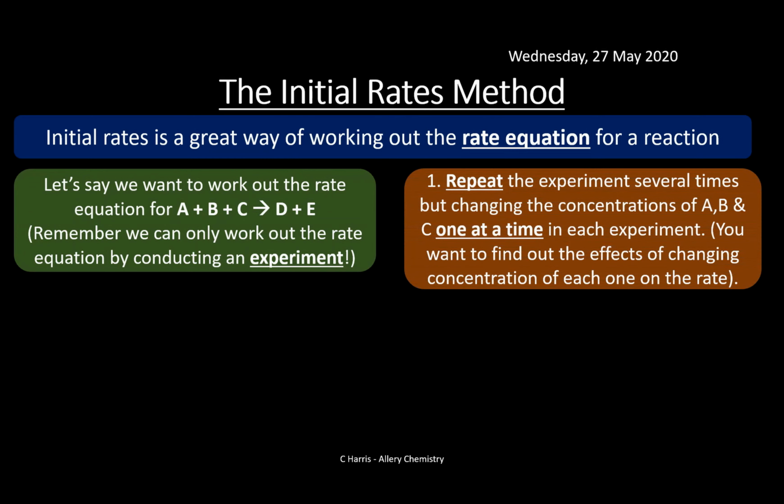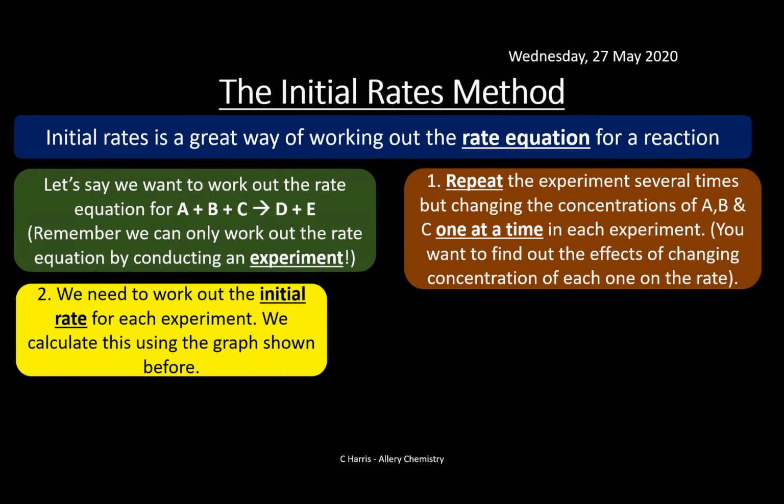So what we're going to do is repeat the experiment several times, but changing the concentrations of A, B, and C one at a time for each experiment. So we're going to keep changing it, okay? And what we want to do is find out the effects of changing the concentration of each one on rate. We've gone through that a little bit already.